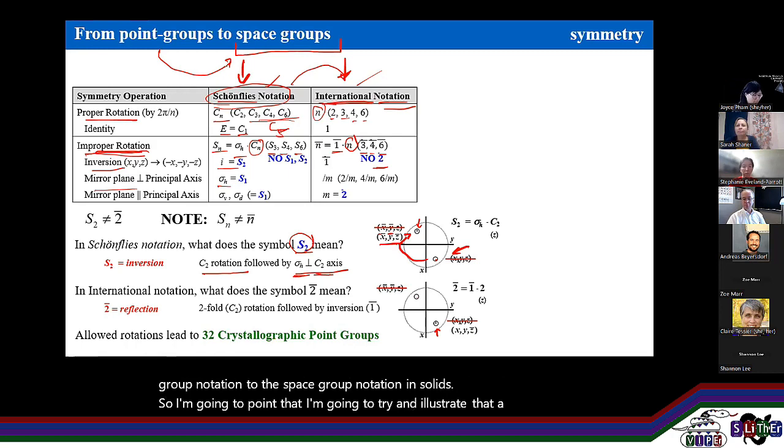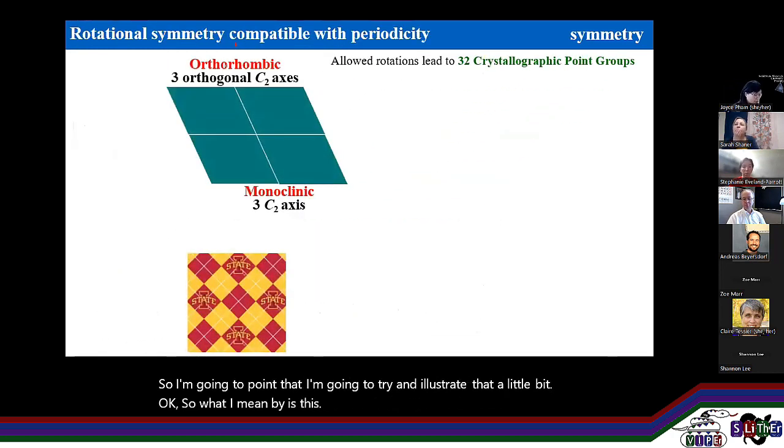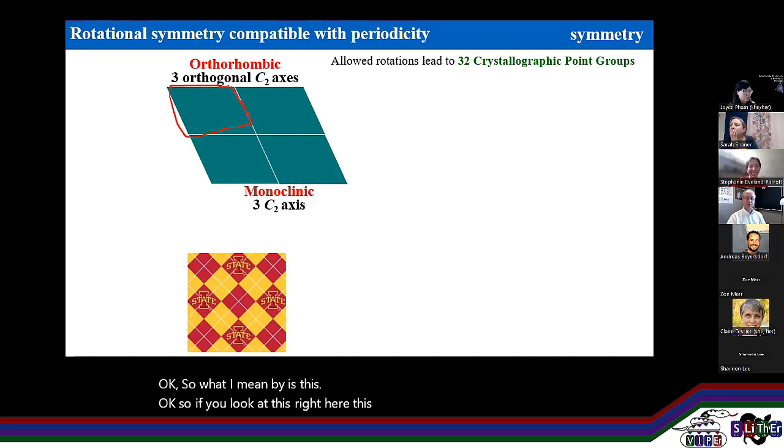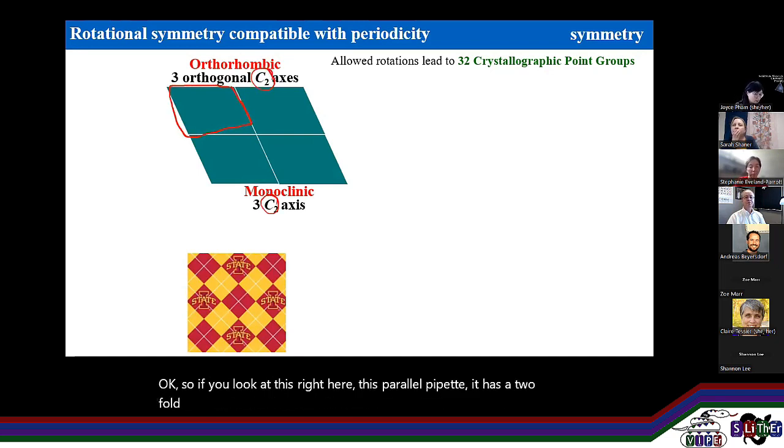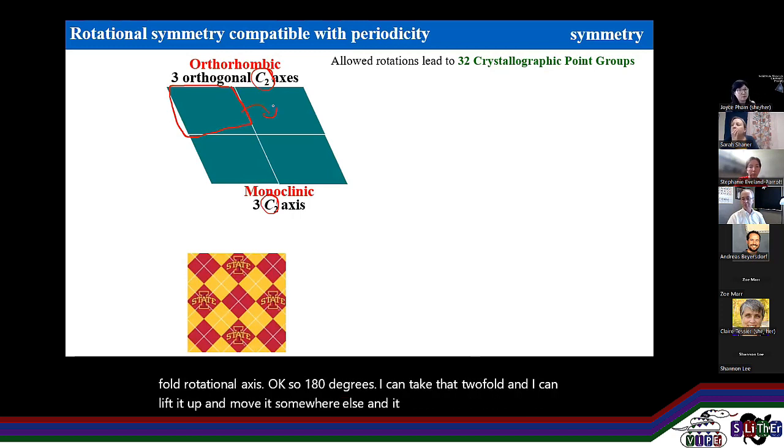So what I mean is this. If you look at this parallelepiped right here, it has a twofold rotational axis, so 180 degrees. I can take that twofold and lift it up and move it somewhere else, and it will still have the twofold rotation.